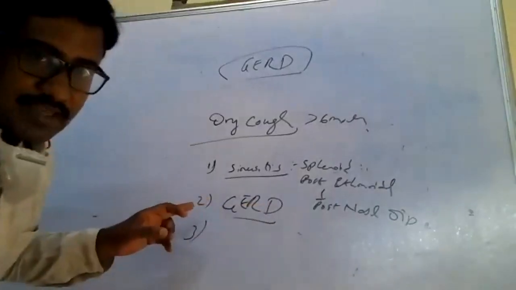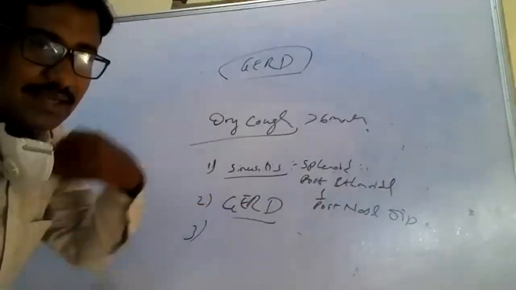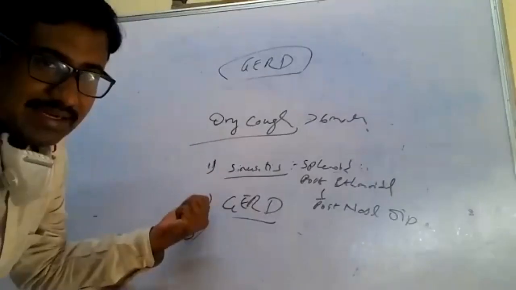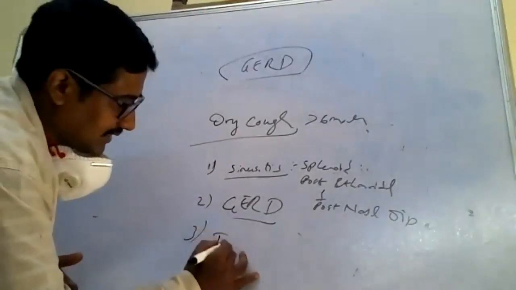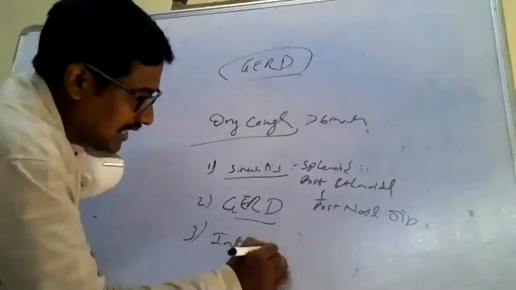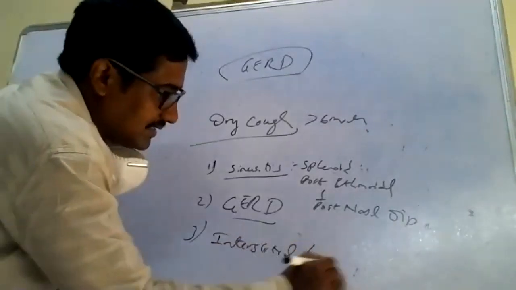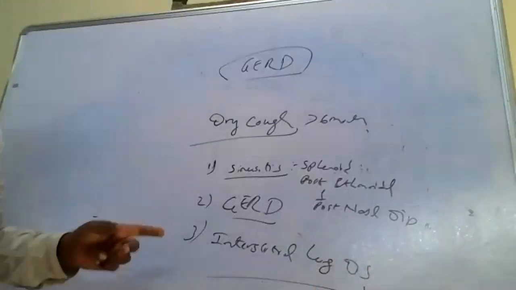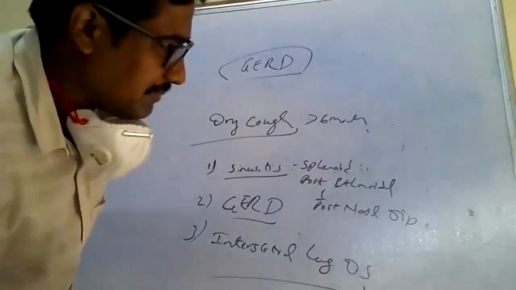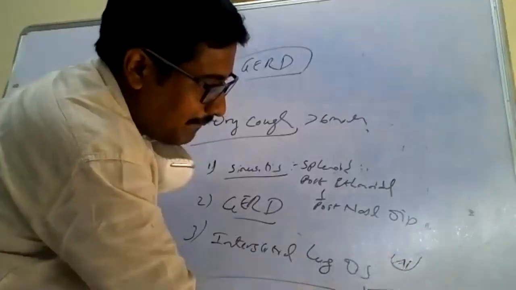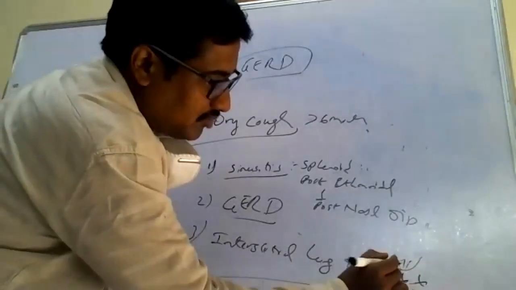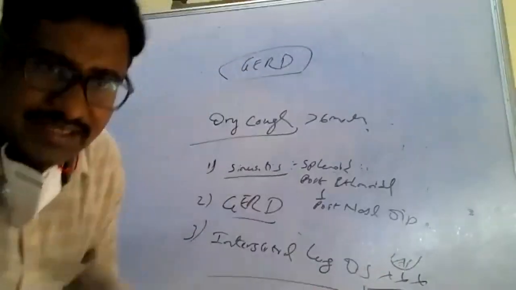In gastroesophageal reflux disease, the acid comes up out of the esophagus and irritates the larynx. What is the third one? The third one is interstitial lung disease. What is interstitium? Interstitium is the connective tissue present between the alveoli and the blood vessel.